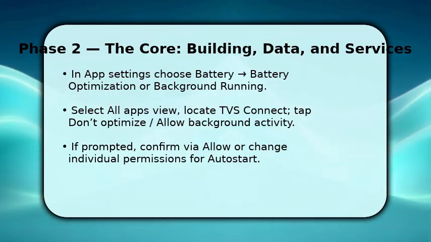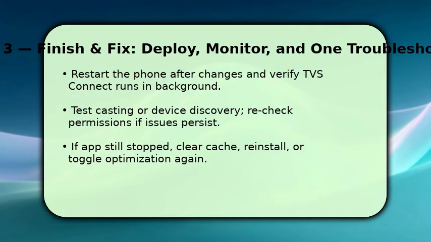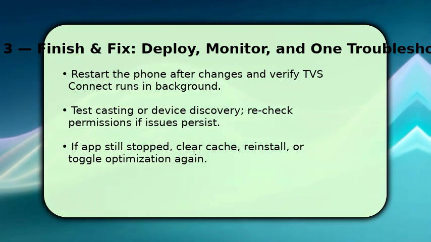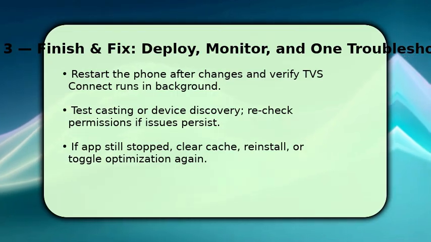Finish by restarting your OnePlus to apply the new settings, then open TVS Connect and confirm it stays active in the background. Test casting or device discovery right away because real use reveals lingering restrictions.